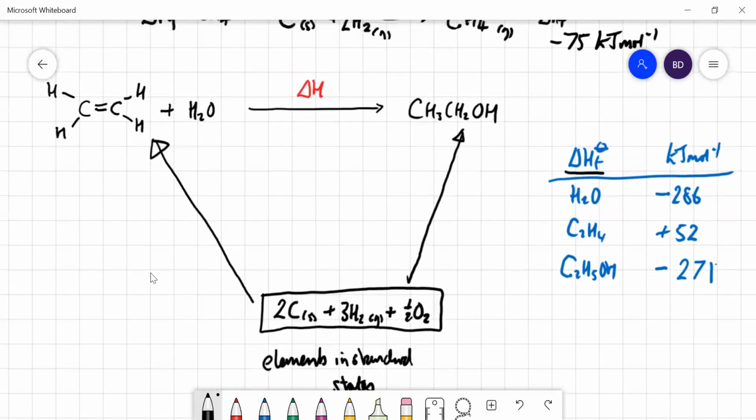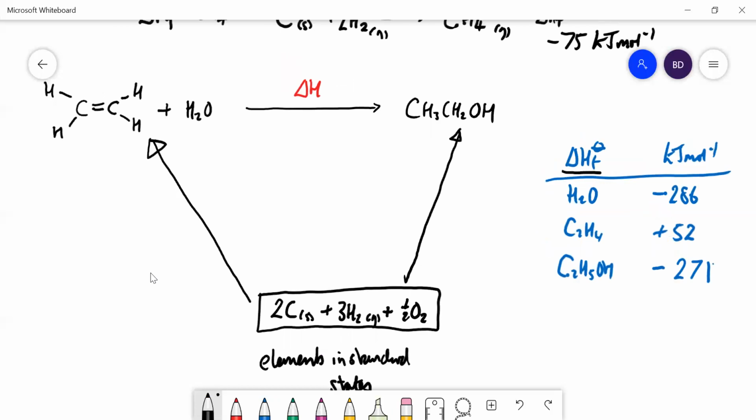Right, let's have a look at this left-hand side. First of all, we're forming 1 mole of ethene, which is plus 52 kilojoules, and we're forming 1 mole of ethane, sorry, 1 mole of water, which is minus 286.